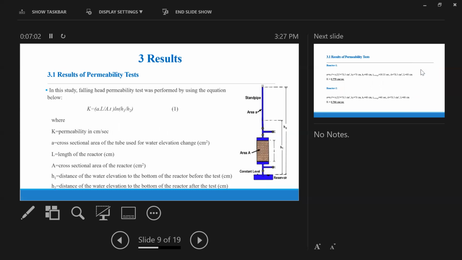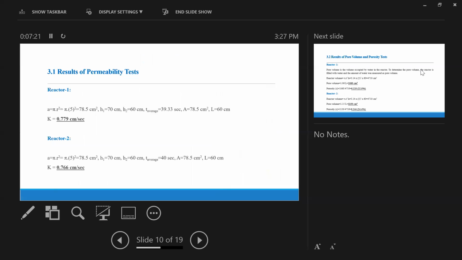Let's move to the results. First, we did a permeability test, or hydroconductivity test. The method that we use to determine hydroconductivity is called the falling head permeability test. This is the formulation that we use in this hydroconductivity test.